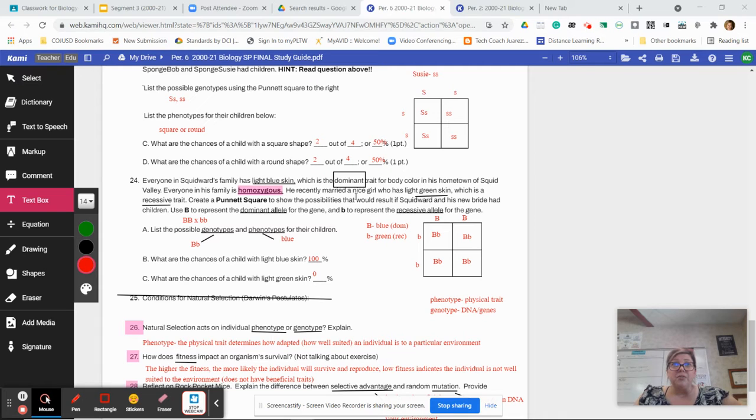So the problem continues. He married a nice girl with light green skin, so we underlined that trait. That's recessive. And I set up a key here for capital B to represent dominant and lowercase b for recessive. Once we figure out our cross, if we know that she has green skin and green's recessive, we know that lowercase b, lowercase b is her genotype. So this is our cross that we put into our Punnett square.